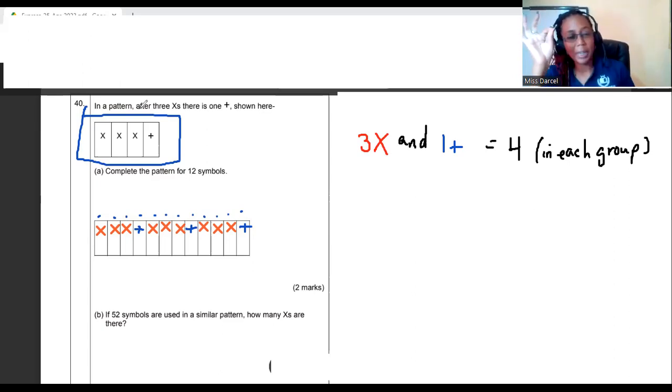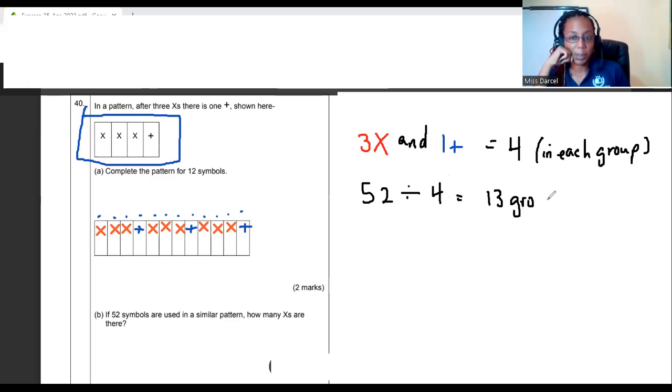So grouping, that's a clue. How do we group? Grouping involves a certain type of mathematical hint, right? Operation. So there are 52 symbols and there are 4 items in each group. Grouping is a keyword for dividing. So we're going to divide, and we have figured out that there are 13 groups. All right, so 13 of these.